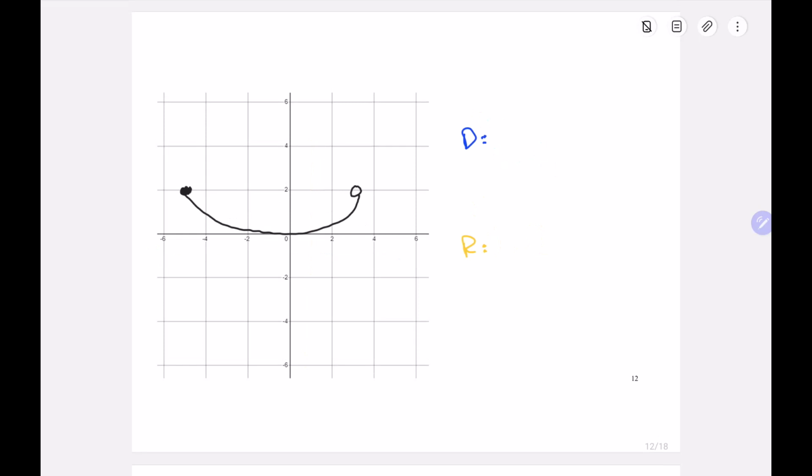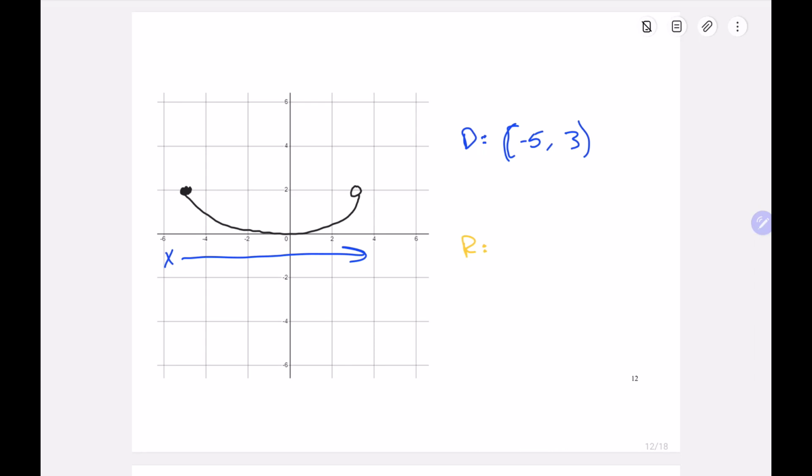So next we're given this graph, and we want to find out what our domain and our range are. For our domain, we know that we're going to look at it from left to right. We can see that we're including -5, and then we're going all the way up to +3, but we're not including +3. So our domain would be including -5 up to +3.